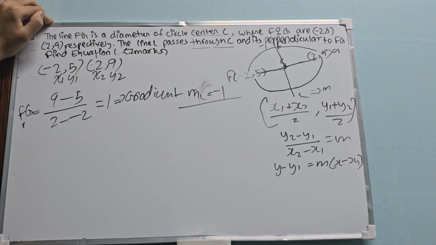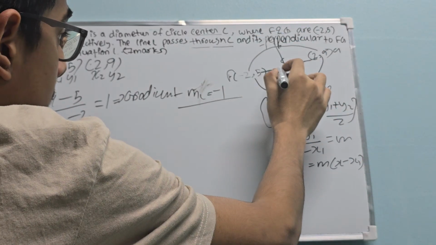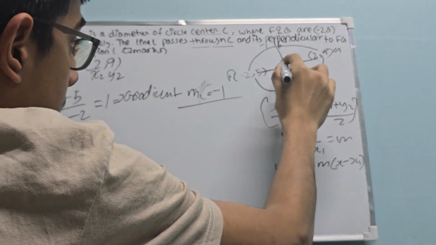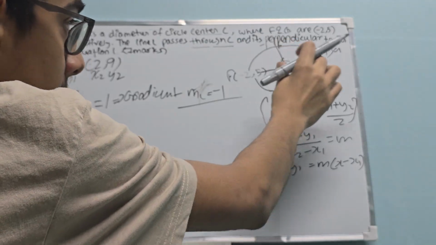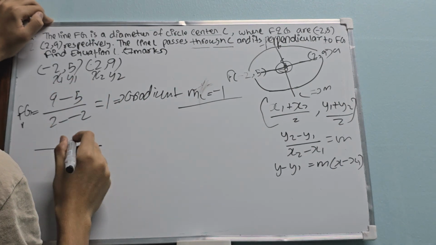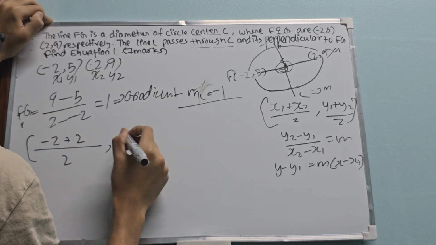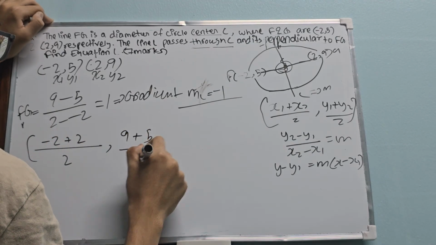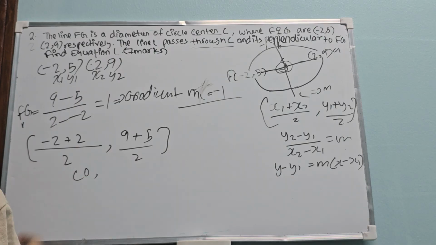We need the midpoint so we can find the equation of the line. We can use point C, because the line L passes through C. In order to find C, we use the midpoint formula. So this is going to be (-2 plus 2) divided by 2, and (9 plus 5) over 2. Minus 2 plus 2 divided by 2 is just 0, and 9 plus 5 divided by 2 is just 7.